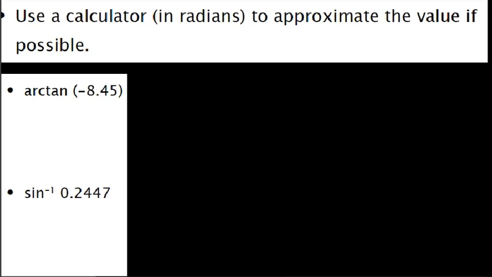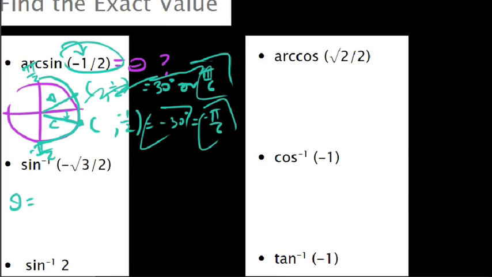So let's see if I can get my slide right here. Nope, too far. We'll go to this one here. But we'd say that this is a negative 60 degree angle that did this, or we could say a negative pi third radian measurement.